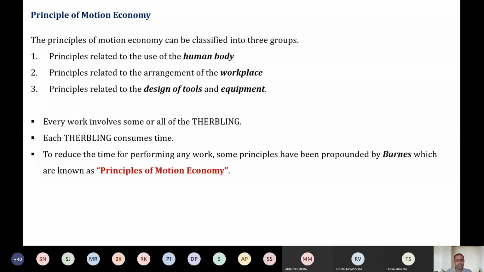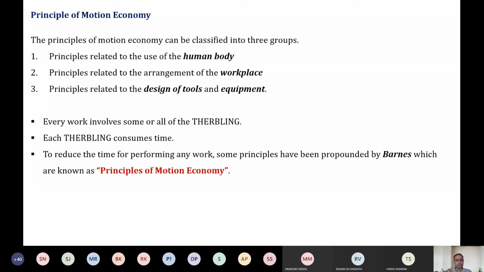There should always be use of jigs and fixtures to hold the job, so that the tool can be used to operate on it. Every work around us can be studied by using therbligs. But each and every therblig is going to consume some time. So we are going to study the motion and calculate the time, and this will definitely improve the economy of the company.